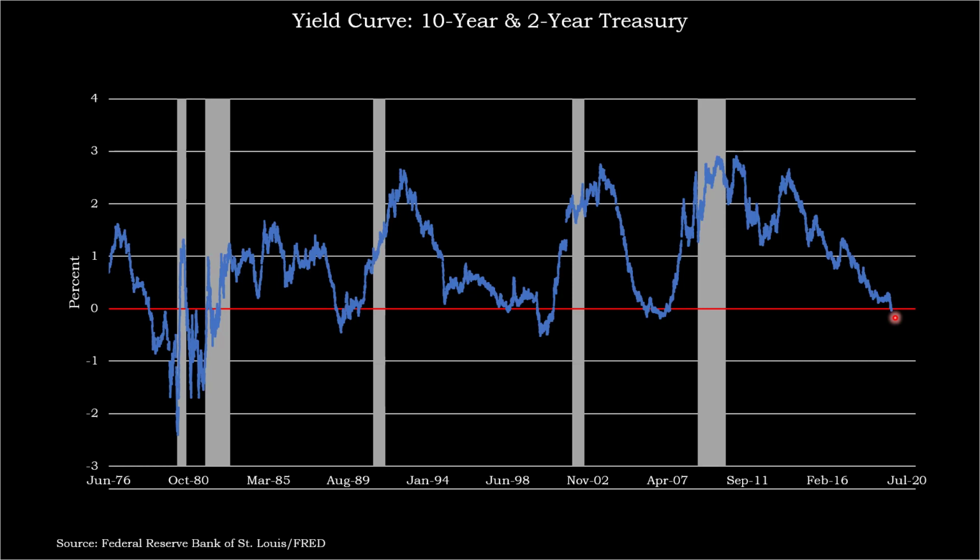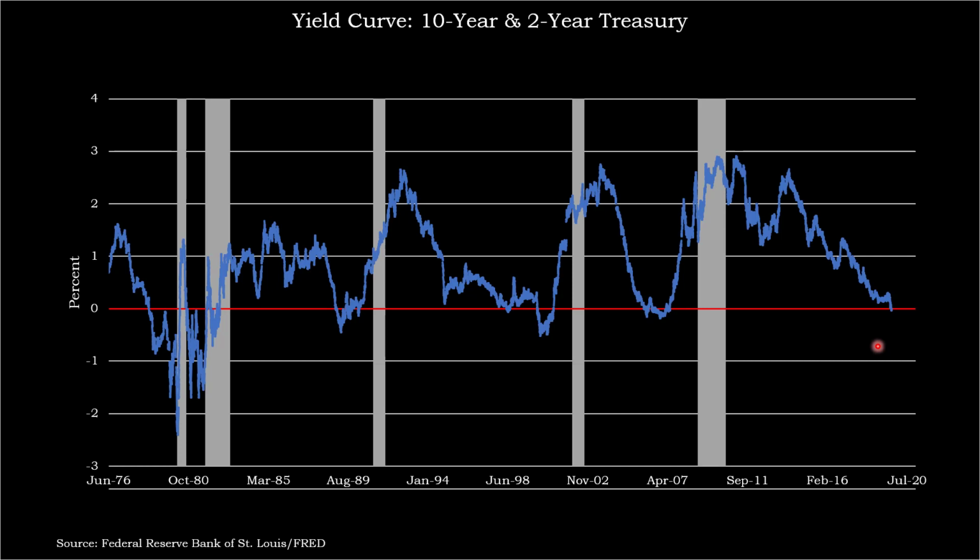So right here, we find ourselves once again in inversion. Does this mean that we are going to find ourselves here in the United States in a recession within the next year, maybe 2 years, maybe within a handful of months? But we're going to continue our analysis and we're going to see what this is telling us.